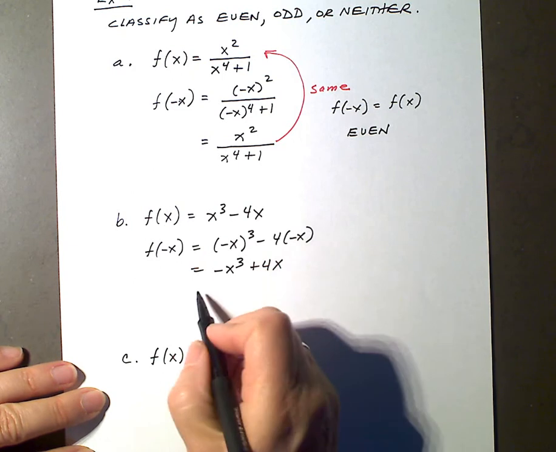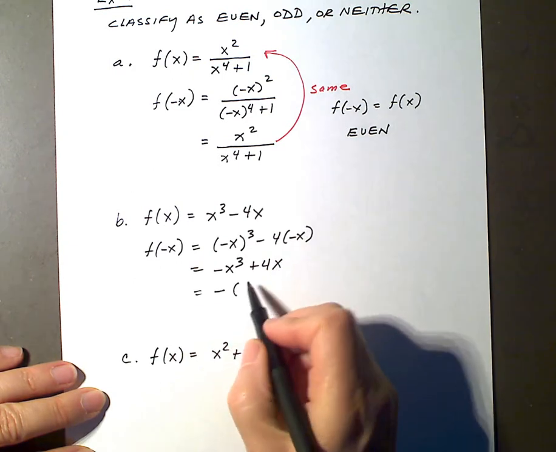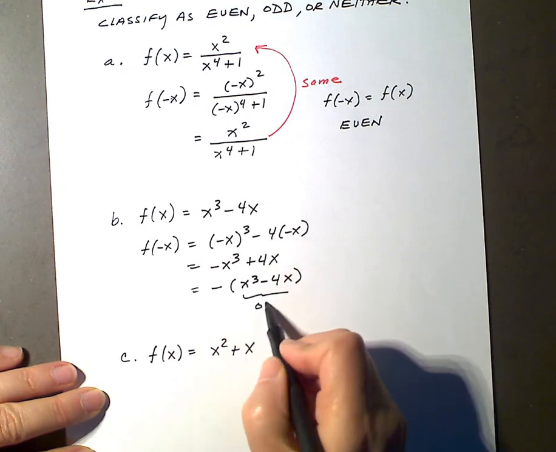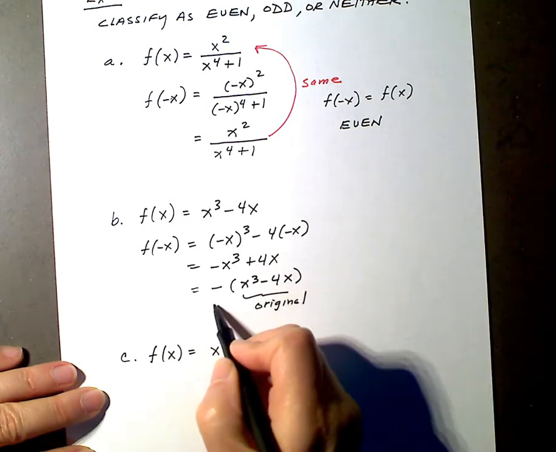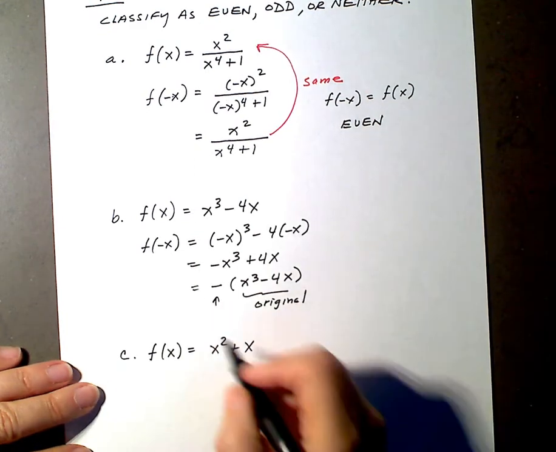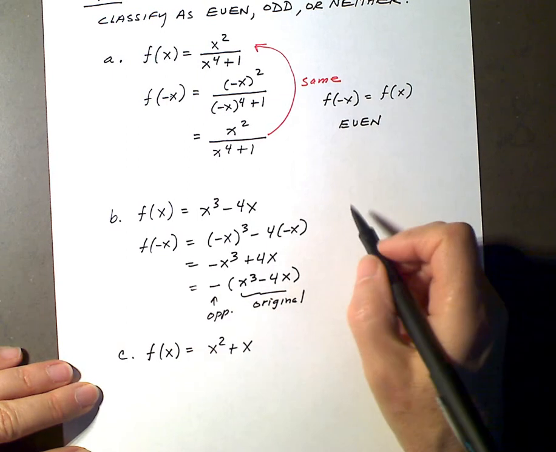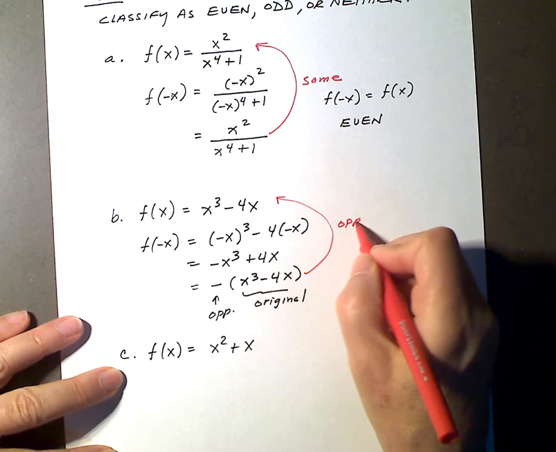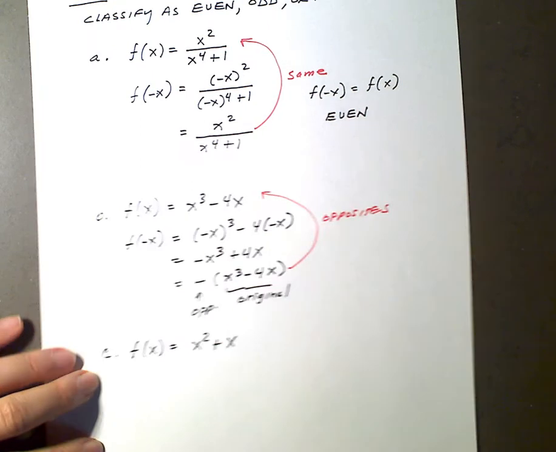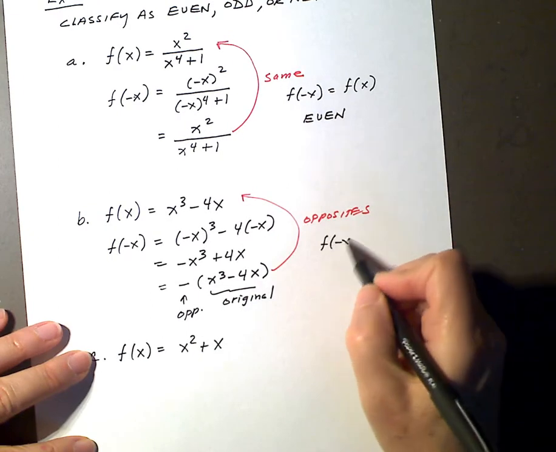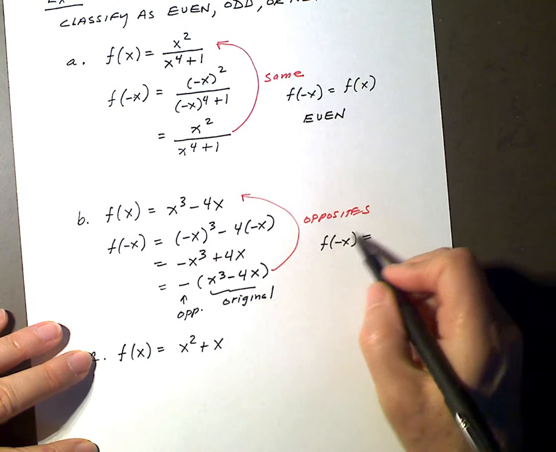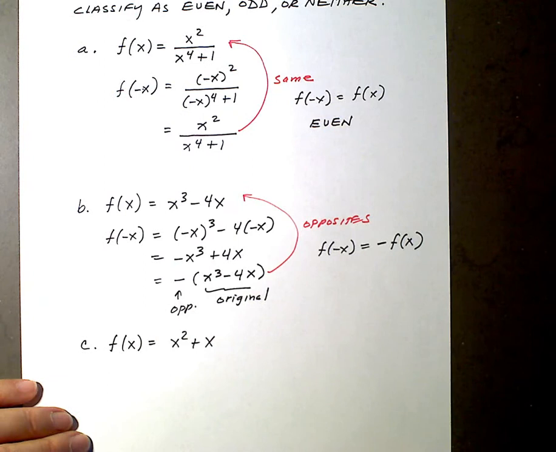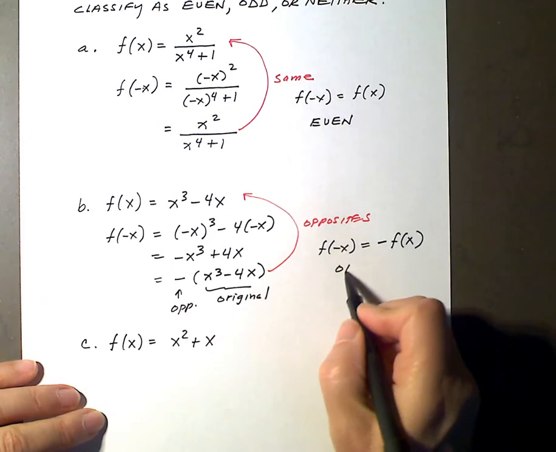So to make it really clear, if I could just factor out that negative and show that this is the original function, and this tells me it's the opposite of that. Okay, so quite literally, these two are opposites. One's positive and one's negative. So quite literally, f of negative x, when I put in an opposite, a negative x, it made the value of y negative. So I got the opposite result. So this is an odd function.